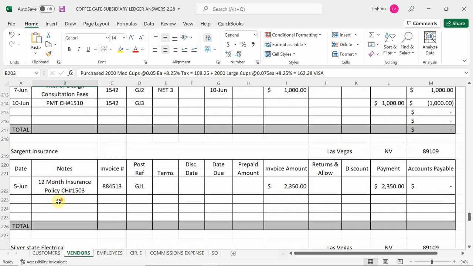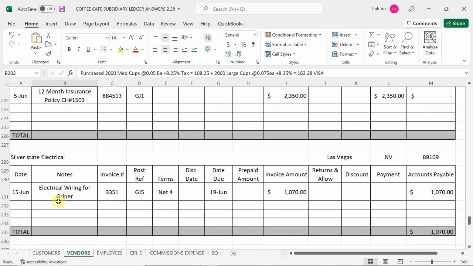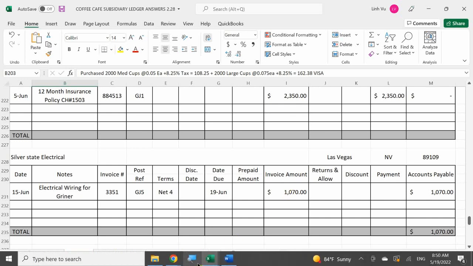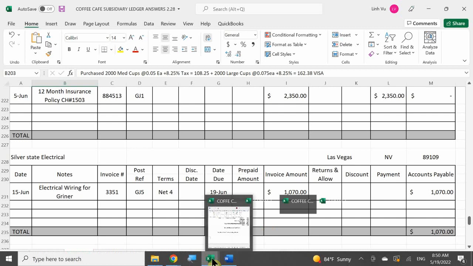So in this case here, Silver State Electrical, right? I received a bill on the 15th, invoice number 3,351, and I have 4 days to pay it, which is the 19th of June, so I have to pay today for $1,070. Okay, so I have to pay $1,070.